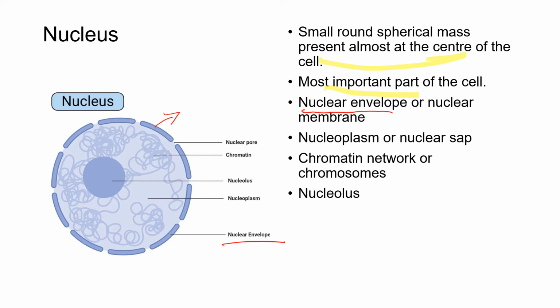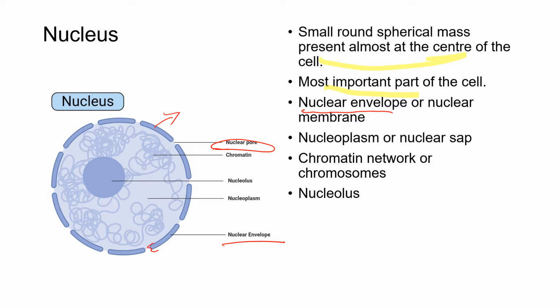So nucleus is floating inside the cytoplasm, and this nuclear envelope is separating the nucleus from the cytoplasm, and it is a double layered structure. You can see that this is a double layered structure. It is not a single layer structure, and it contains a large number of pores. So what are these pores called? These are called the nuclear pores. This is also an important part, the nuclear pore.